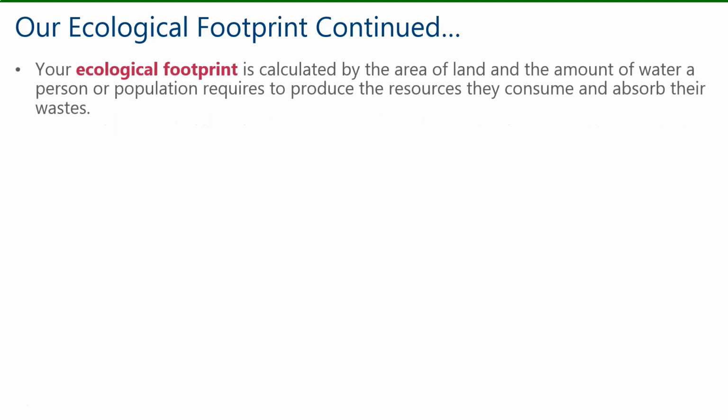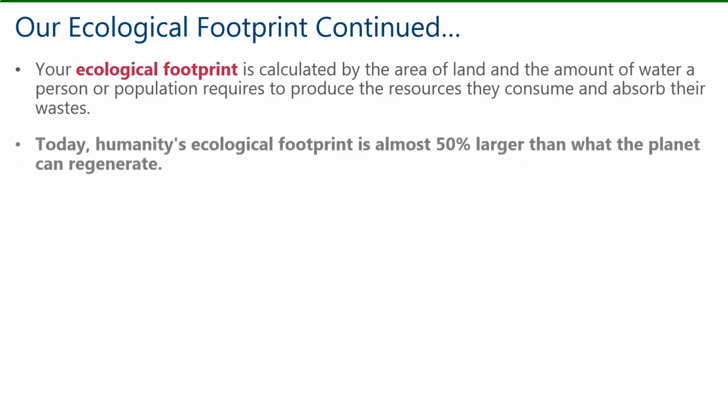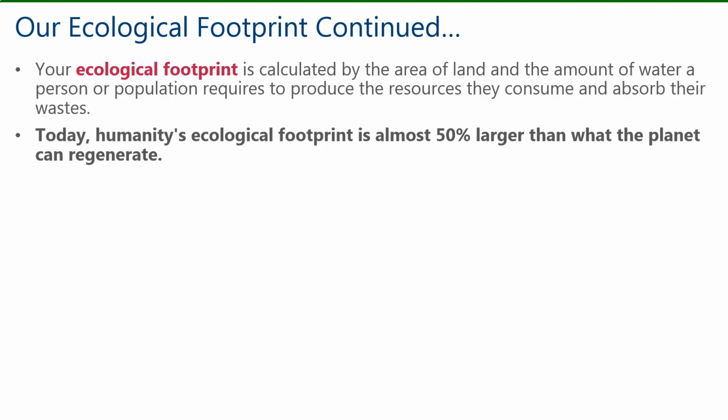So how do you calculate your ecological footprint? Well, it's calculated by the area of land and the amount of water a person or population requires to produce the resources they consume and absorb their wastes. Today, humanity's ecological footprint is almost 50% higher than what the planet can regenerate. I'm going to explain that in a moment with a chart.